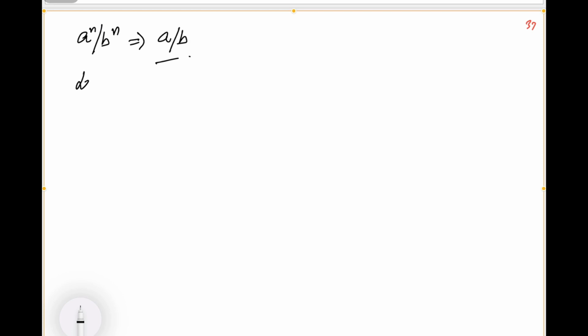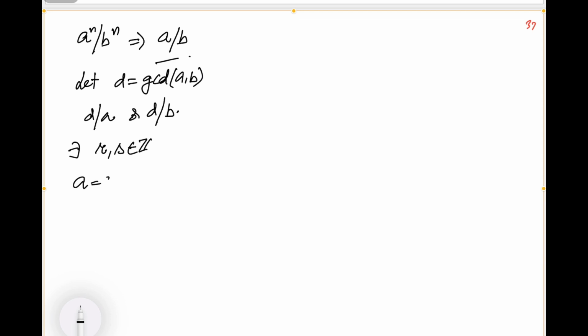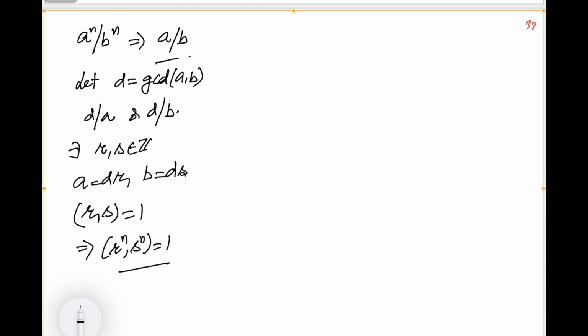So we start with, let d be the GCD of a and b, means d divides a, d divides b. So using the definition of divisibility, there exist integers r and s such that a is equal to dr, b is equal to ds. And also we know that r and s are relatively prime integers, and using part a, this means r power n and s power n also have GCD 1. Now to prove the desired result, what do we prove? r is 1.